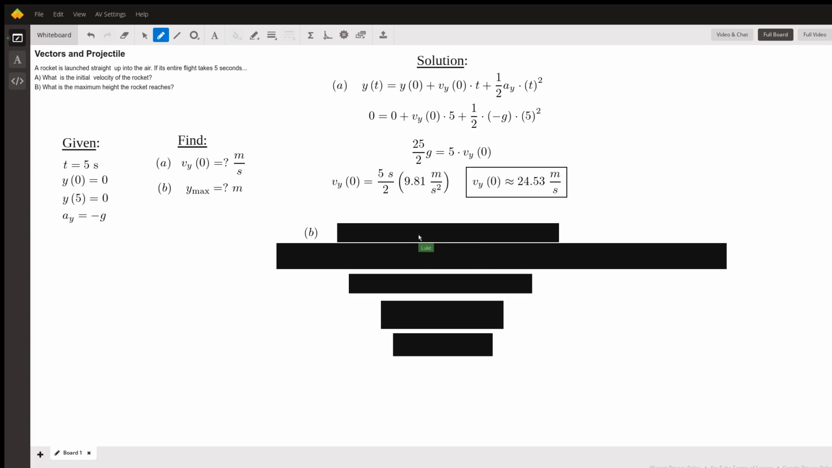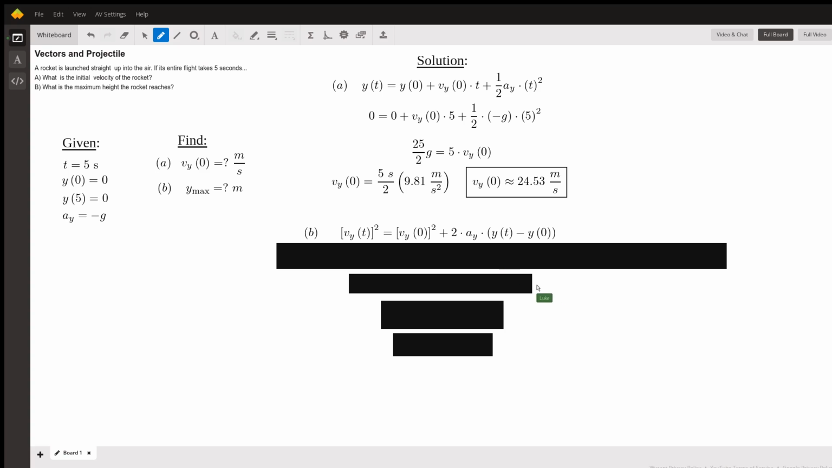For part B, you need to figure out what is the maximum height the rocket reaches. This can be found by using the following kinematic equation: your later velocity at any time t squared equals the initial velocity at the initial time, which in this case is 0, squared, plus 2 times whatever the y acceleration is, times the change in distance that occurred.